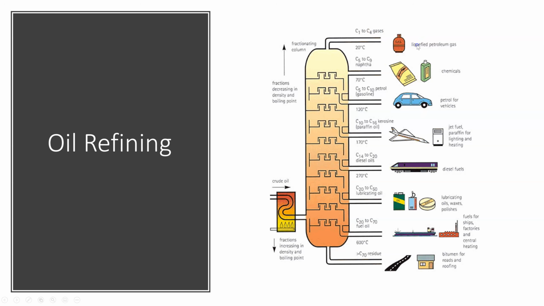So obviously gas can be used for things like propane. We can use it in cars, and then we've got jet fuel and diesel fuel kind of in between. Any fuels for ships, or any petroleum that we use for roofing or roads, takes the longest to actually process and then be useful.